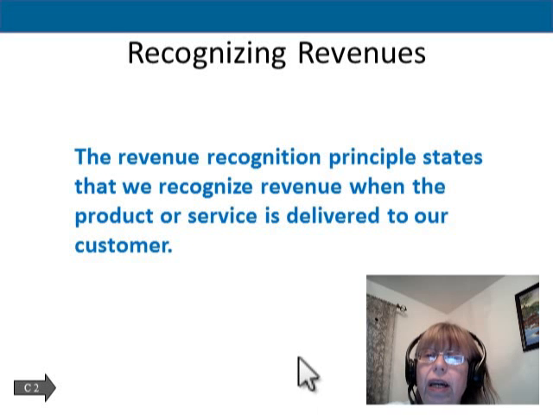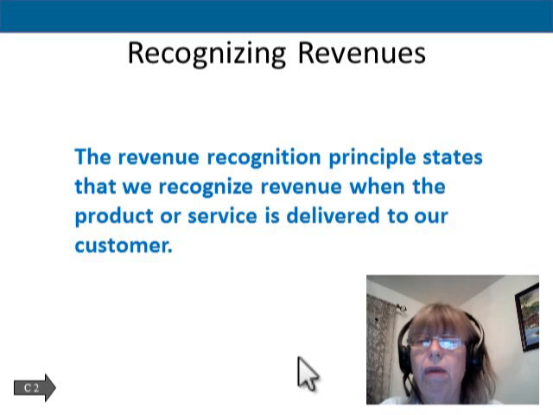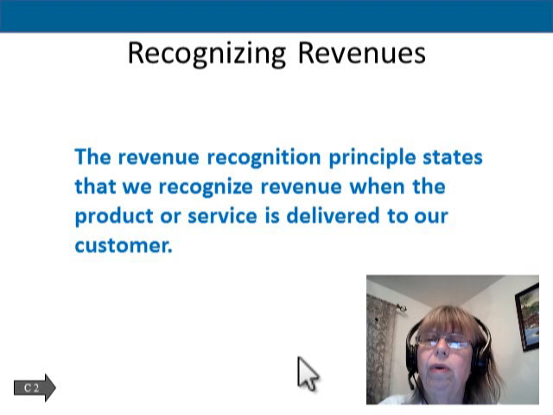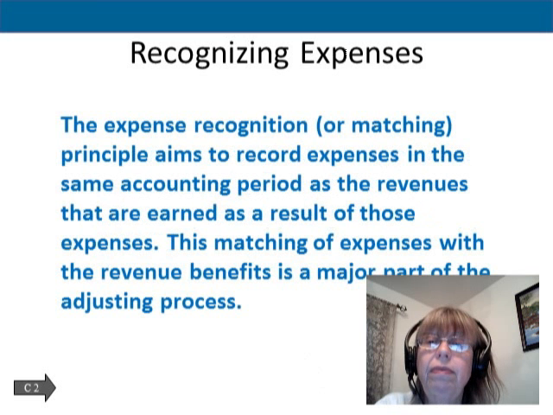Remember the revenue recognition principle from back in Module 1 or 2 where we talked about various principles and assumptions. The revenue recognition principle states that we recognize revenue when the product or service is delivered to our customer. So when the work is done is when we record it as revenue, whether we get paid for it or not.